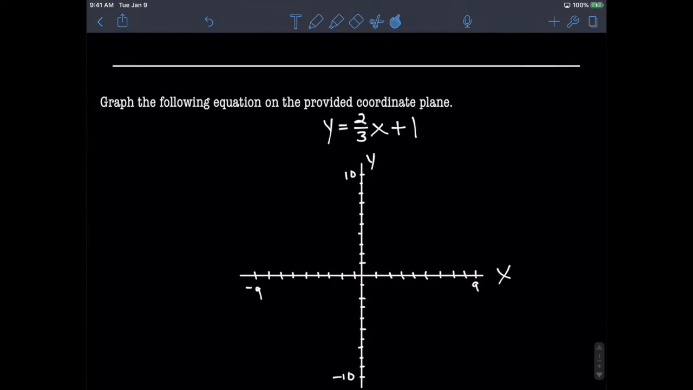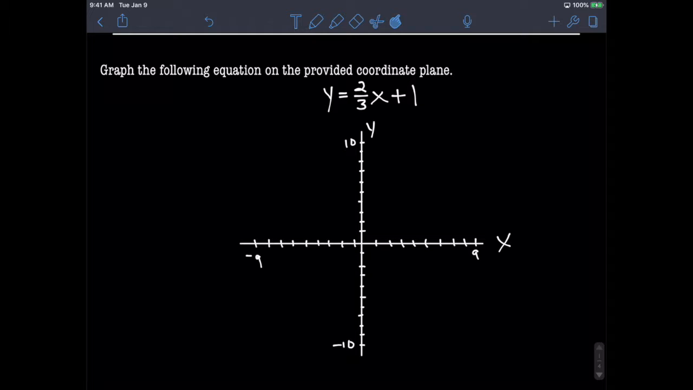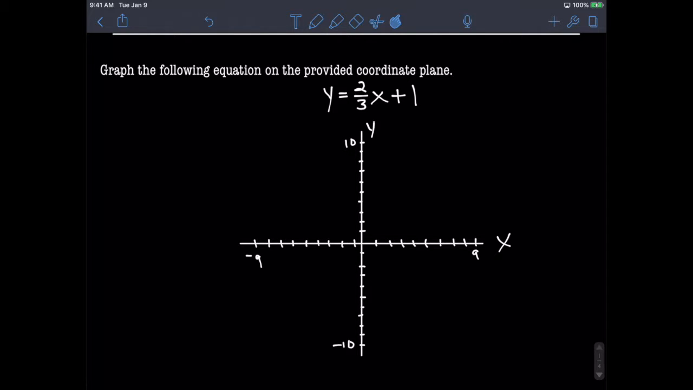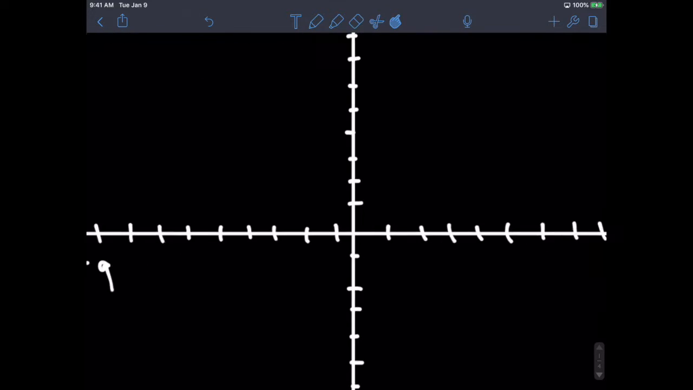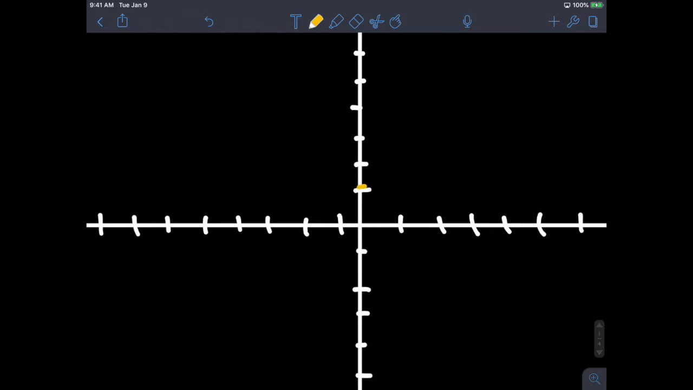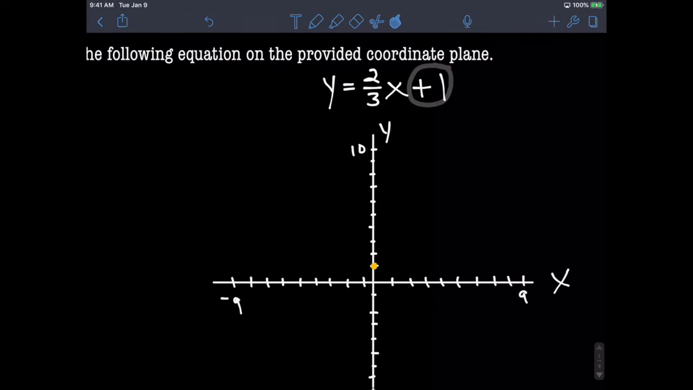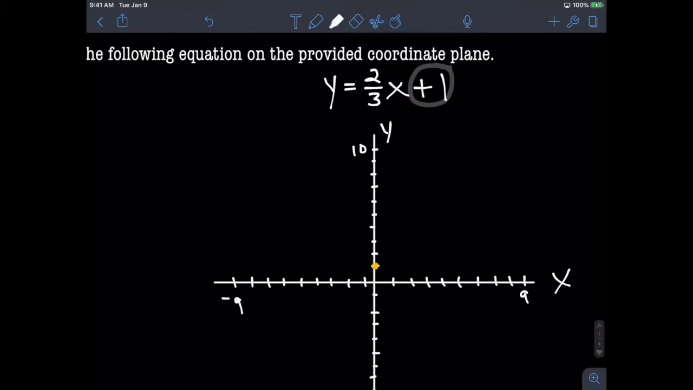First example, graphing y equals 2/3 x plus 1. To start this problem, the first thing I'm going to look for is my b value or y-intercept, aka positive 1. I am going to zoom in and put a point on the y-axis at this value. Next, I am needing to look at my slope, or in our problem, 2/3. This means rise is 2 and run is 3.